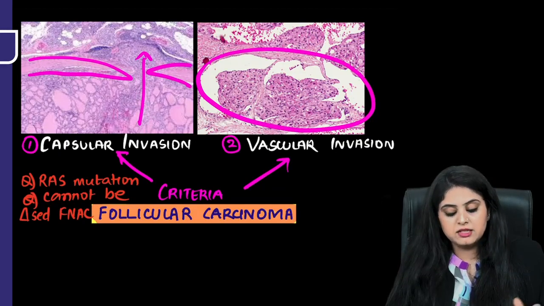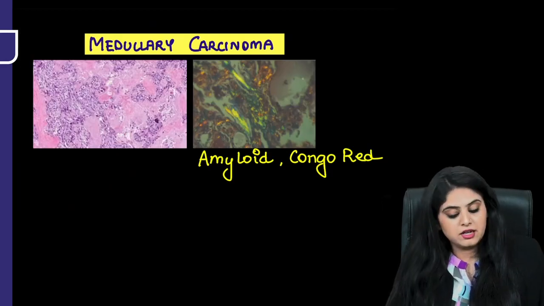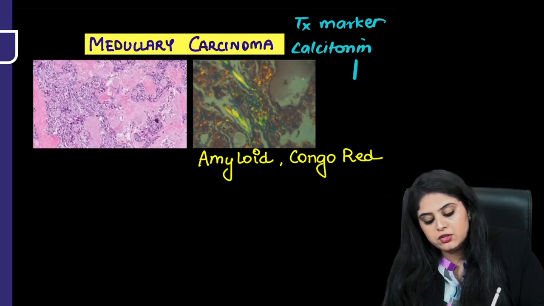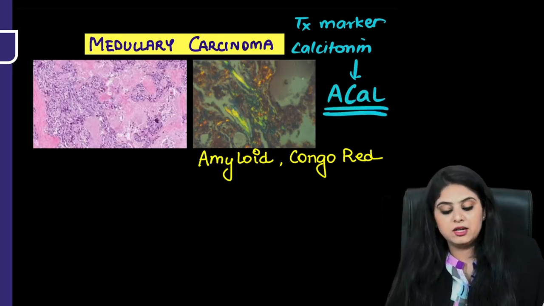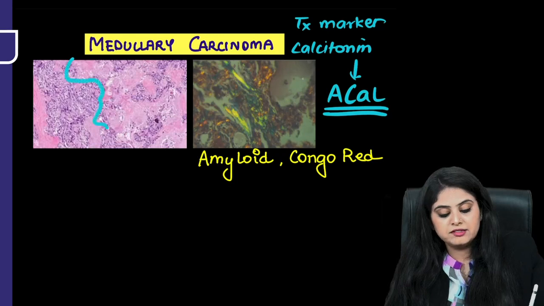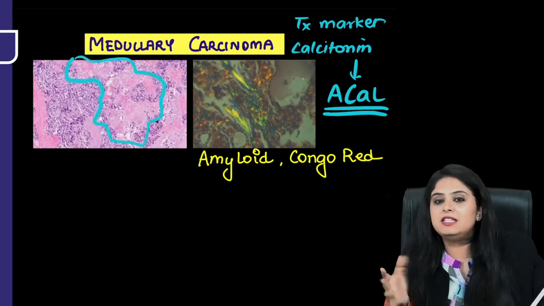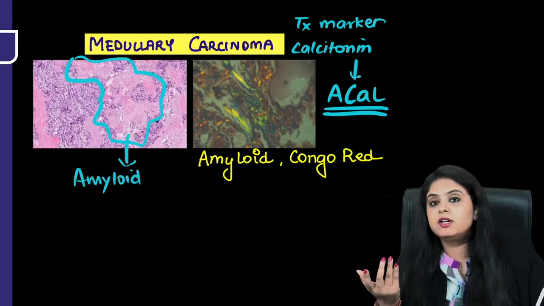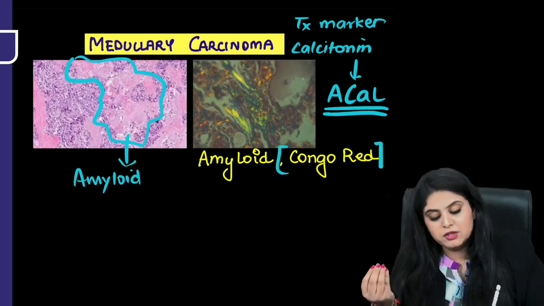Coming to the last one in the thyroid tumors, and that is medullary carcinoma. I hope you all know. They will ask you the tumor marker for medullary carcinoma, which is going to be calcitonin. And we know that calcitonin will end up getting deposited as amyloid, A-Cal amyloid. So that is why over here I said this is amyloid. You said, "Ma'am, everything in pathology looks pink. Why are you saying this is amyloid? Prove it." Okay, I'll prove it with Congo red.